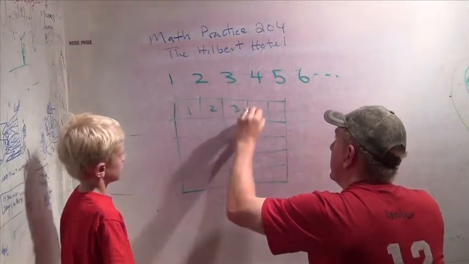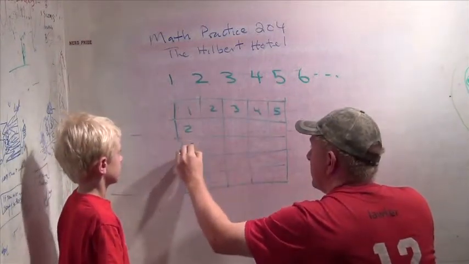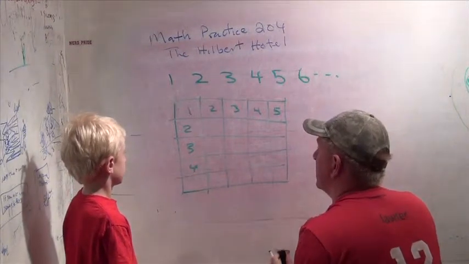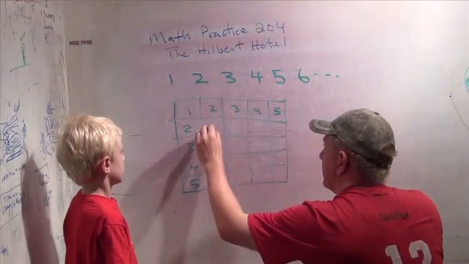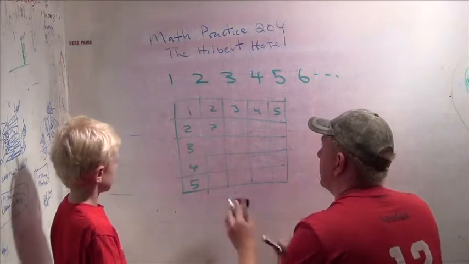1, 2, 3, 4, 5, 2, 3, 4, actually, 5. This is how I wanted to do it.